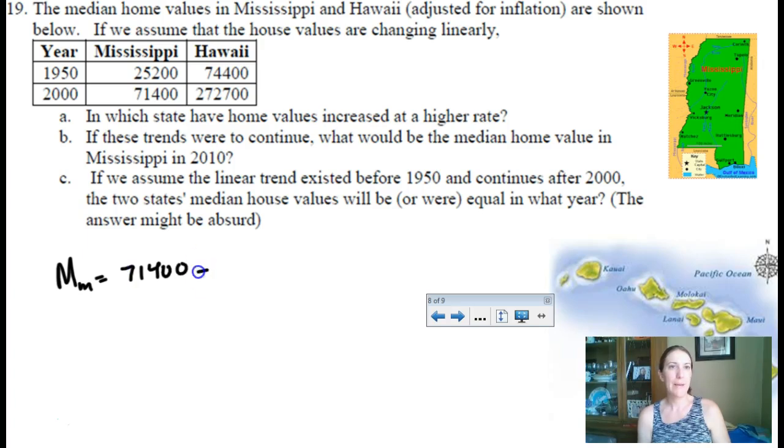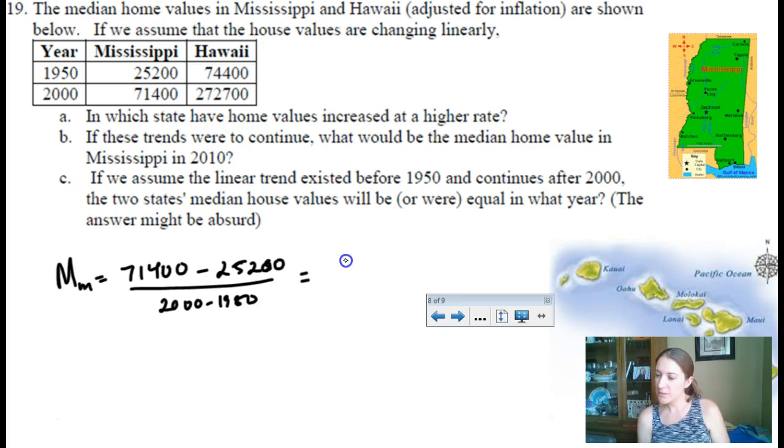71,400 minus 25,200. That's the change in dollars over a change in years, which was 2000 to 1950. So 50 years. Doing a little calculation there, I got 924. So they went up $924 per year.